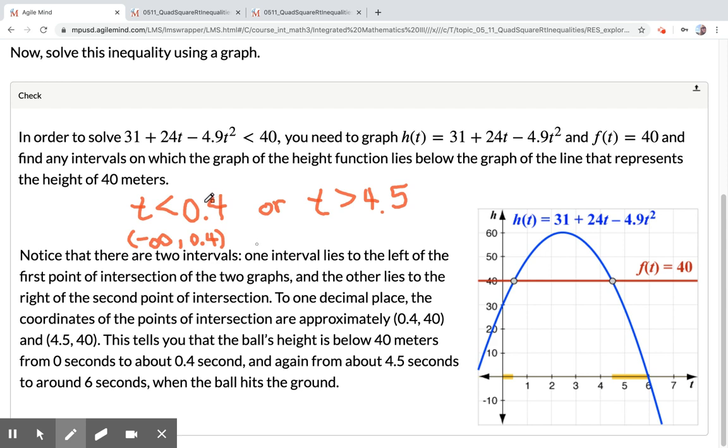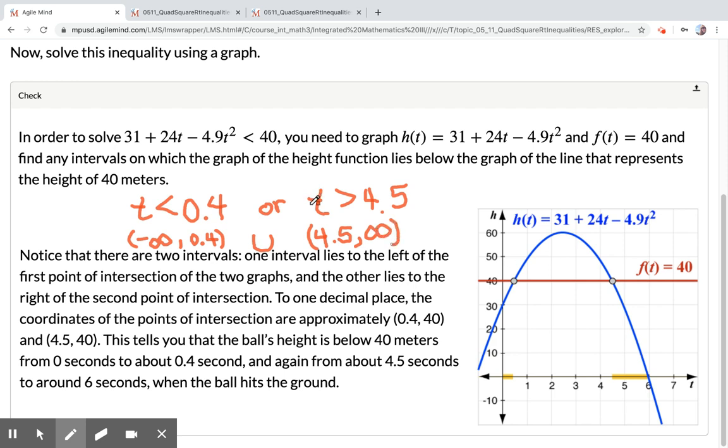Or, do you remember our or symbol? Remember we had and or? Do you remember those? I always forget which is which. Or we go from 4.5, also open, to infinity.